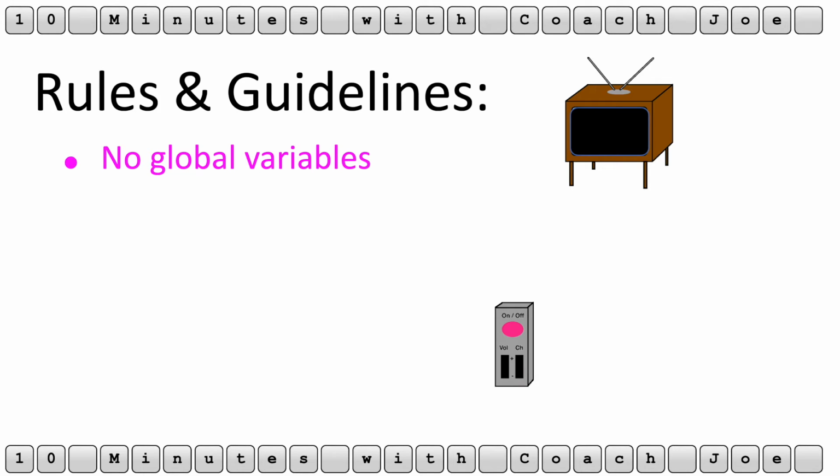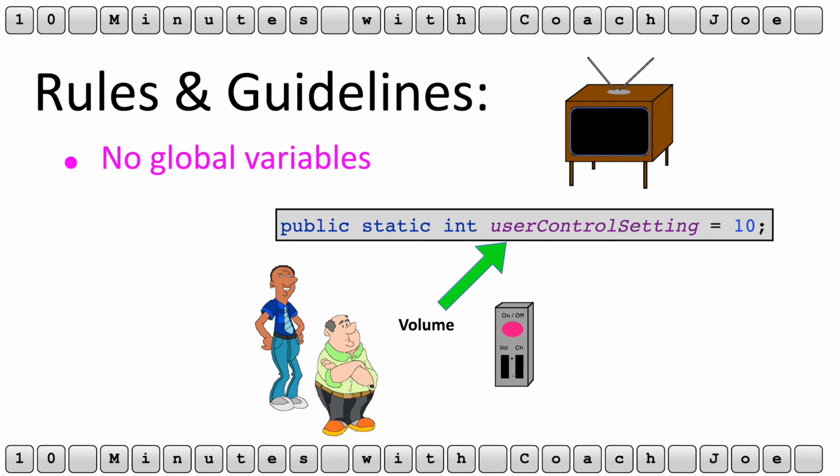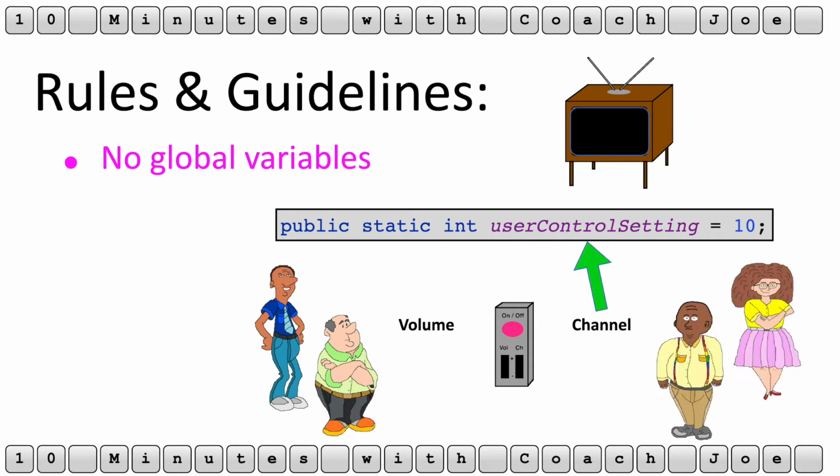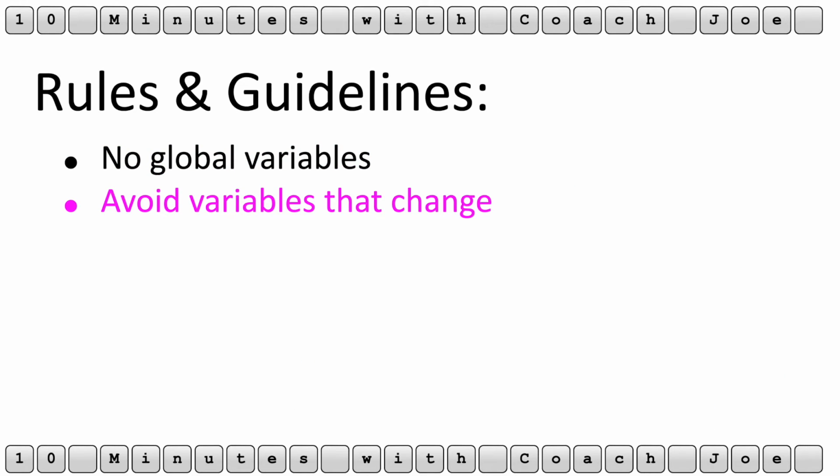Imagine we have code to control the inner workings of a television. One developer uses a global variable to hold the volume level. Another developer uses that same global variable to hold the channel. By changing the volume, the channel is also changed. Not good. This leads us to the next guideline.